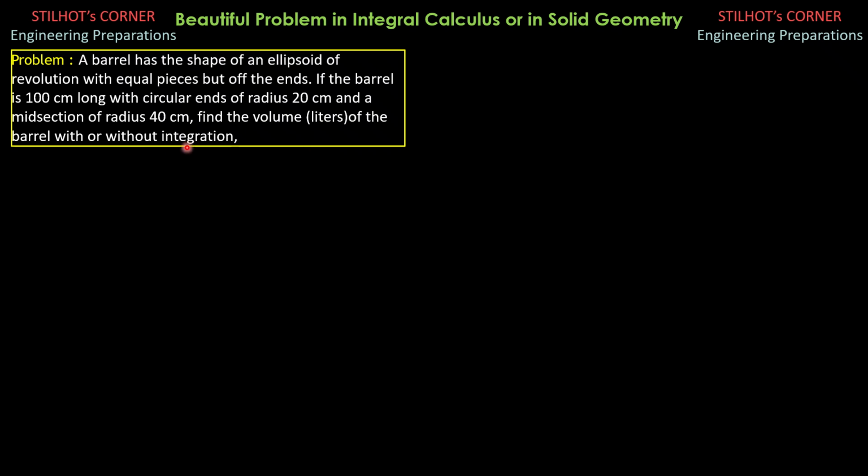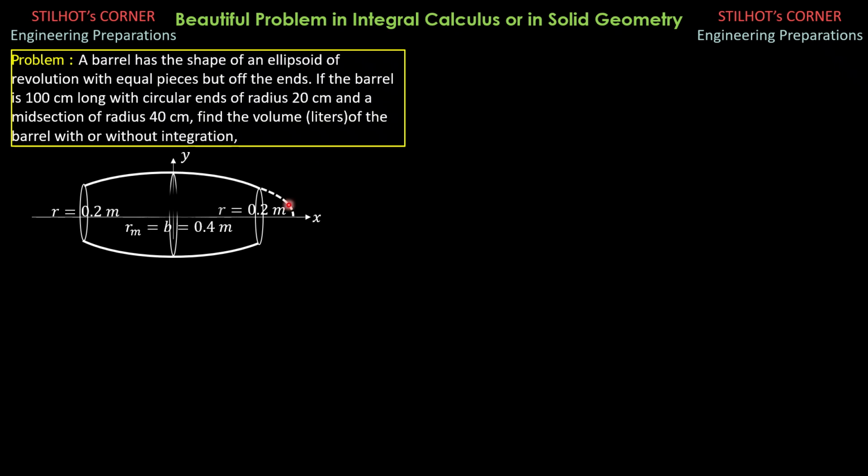I'll solve this without integration first, and let's express the dimensions in meters so that the volume will be in cubic meters, and we just multiply by 1000 to convert the volume to liters. So here is the figure. At the ends, we have radius 0.2 meter, 20 centimeters. That's 0.2 meter.